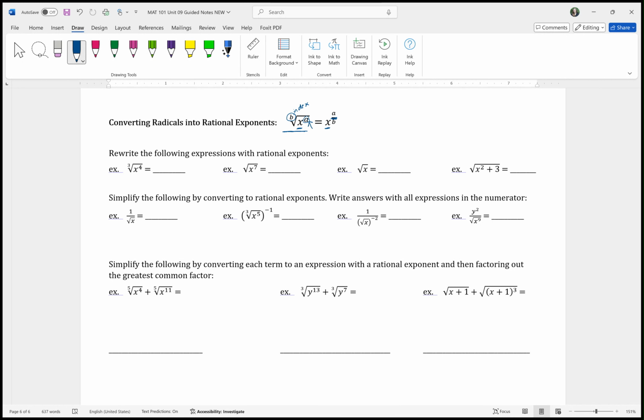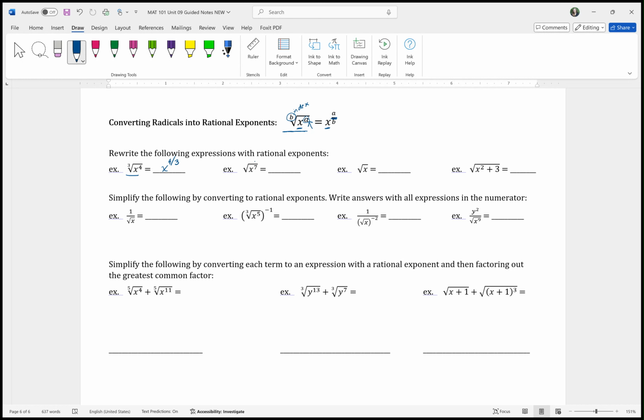So let's practice that. Here we have our base of x. The inside exponent is 4, and we're going to divide that by the index of 3. So this would be x to the 4/3. So you would end up with a fraction up in the exponent for the answer. Let's look at the next one.